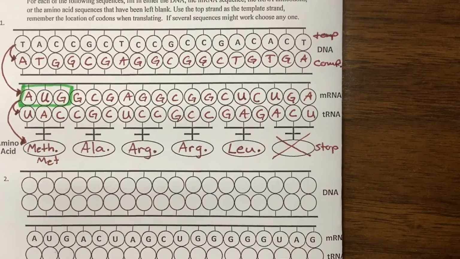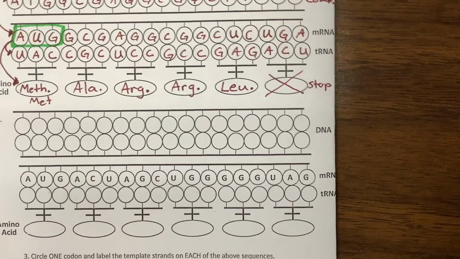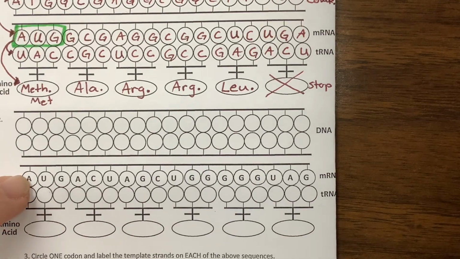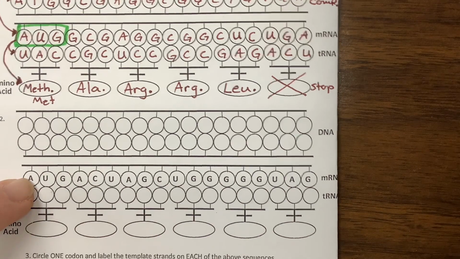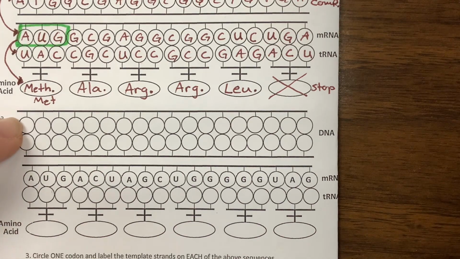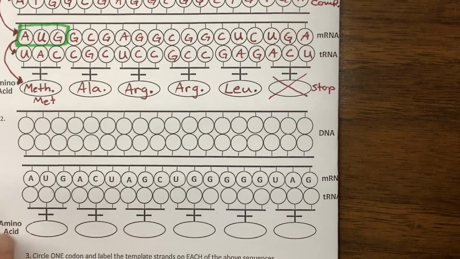So I hope this helps you go through the next problem. On this next one, you'll have to work backwards from mRNA. I think it's best to take that mRNA strand and really figure out the template first, and then you can figure out the complementary DNA strand, and then the tRNA strand, and then the amino acids.